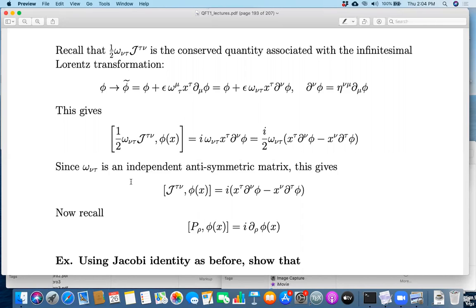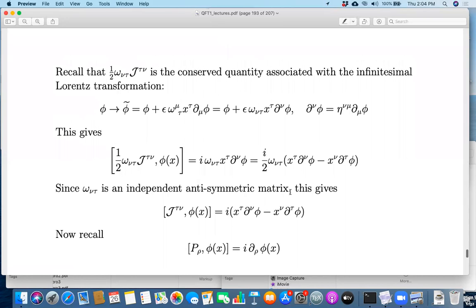that J tau nu with phi, this commutator, is given by i times x tau del nu phi minus x nu del tau phi. So is this clear so far? Again, if you don't like this kind of argument, you can go back and take the expression for J tau nu, which you have written down explicitly, and calculate its commutator with phi. Right? And you can explicitly verify that indeed this is true.